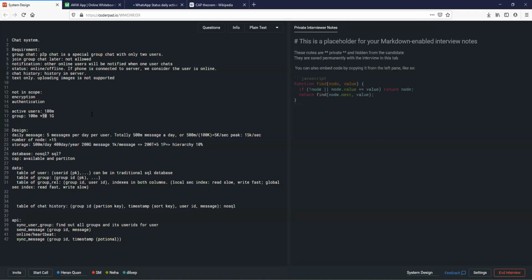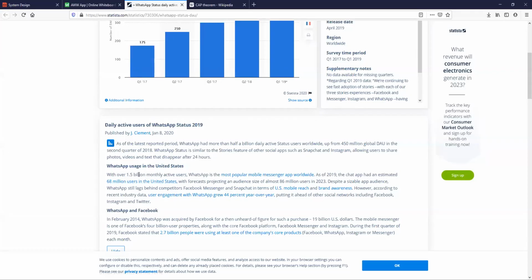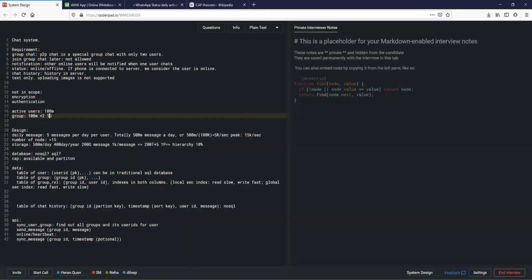So with 100 million, are we saying daily active users or total users? Active users, so we have more total users. That's right, because I checked: WhatsApp has 1 billion active users, and monthly active users 1.5 billion. We don't have that many active users. So with 100 million active users, the total users can be higher than this number.